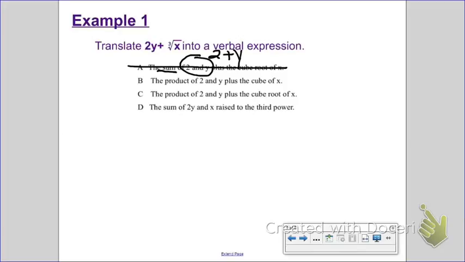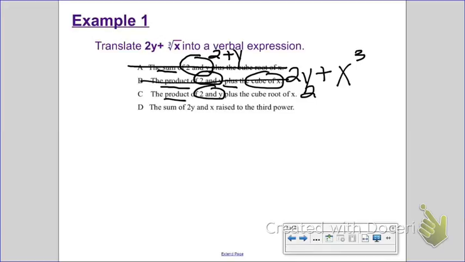Let's look at B. We have the product. Well, what are we taking the product of? We're taking the product of 2 and y plus, we're going to add, and then the cube of x. So that would be x to the third power. So that can't be right. Let's look at option C. We have the product of 2 and y again, plus, we have our adding sign, and the cube root of x. That is going to be our correct answer because we have the cube root of x.